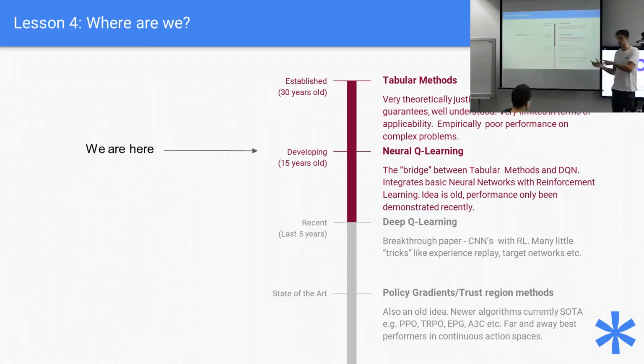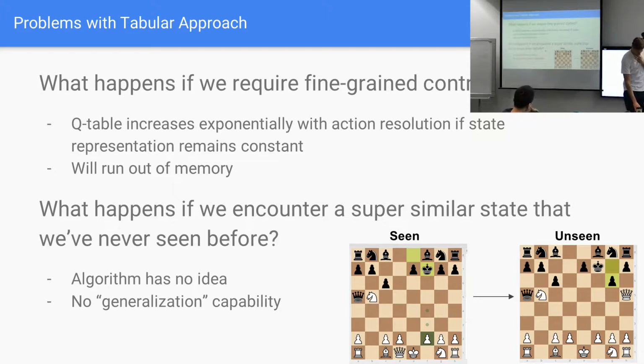But before we can go to deep Q networks, we have to go through this concept, which is neural Q learning. So why would we want to use a neural network in the first place? It's a pretty good question. We've got a table, we know how to discretize actions.